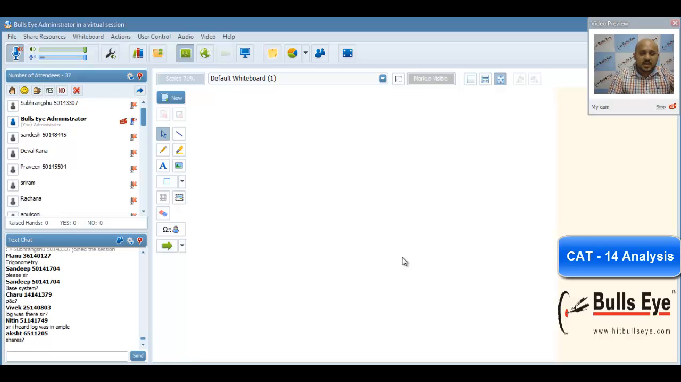Yeah, log was definitely there. Shares I have not heard so far. Geometry was more about triangles, polygons and circles, so their properties based on that. So that is the geometry that we had: the normal 2D geometry, plane geometry, not the 3D geometry.